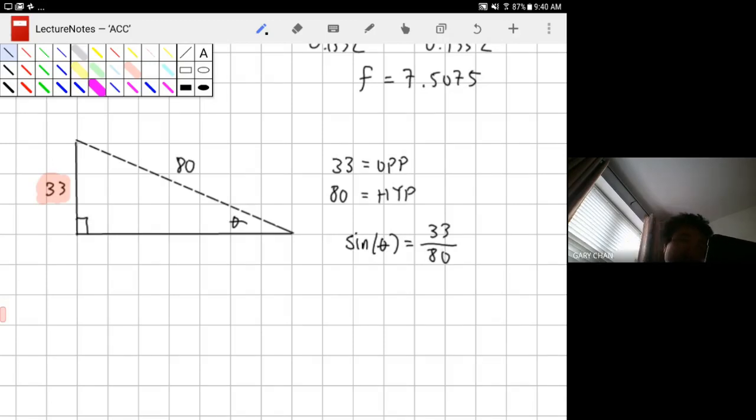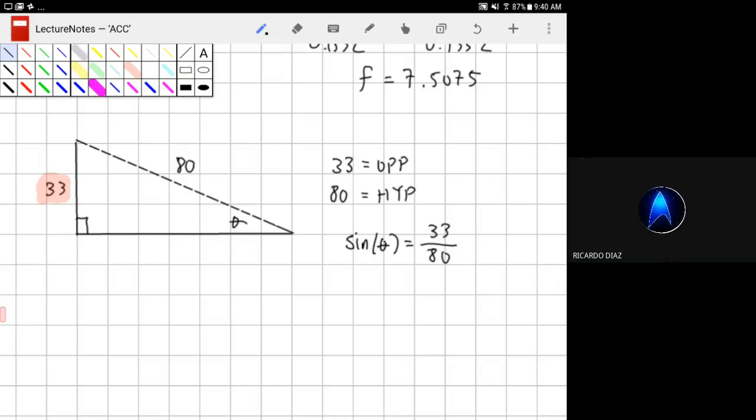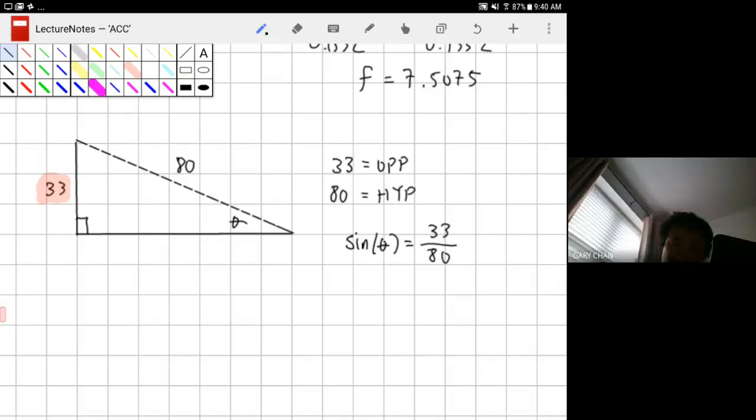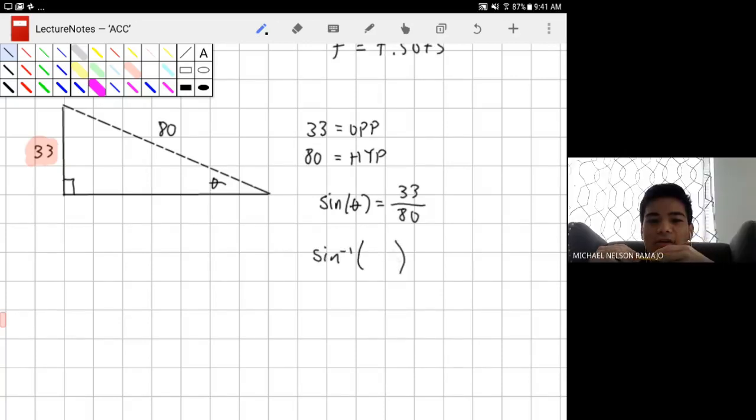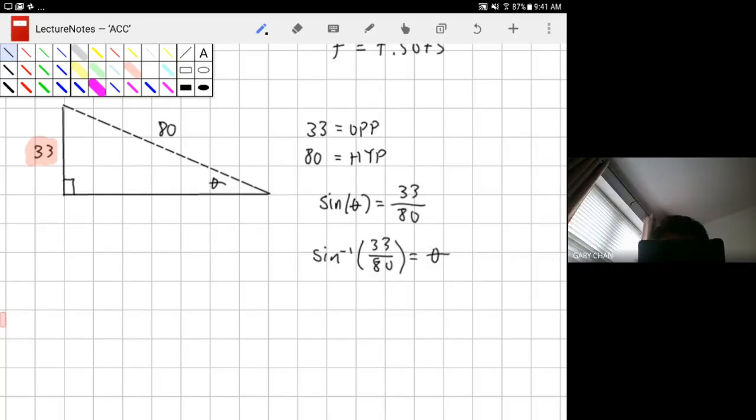And Ricardo, in order for us to figure out what the unknown angle is, are we going to use the inverse of sine or are we not going to use the inverse of sine? We're going to use the inverse of sine. We are indeed going to use the inverse of sine. Does anyone here know how to actually apply the inverse of sine here? Second sine. Yeah, so it's arc sine. Michael, can you tell us of what? 33 over 80. And that will give us theta then.